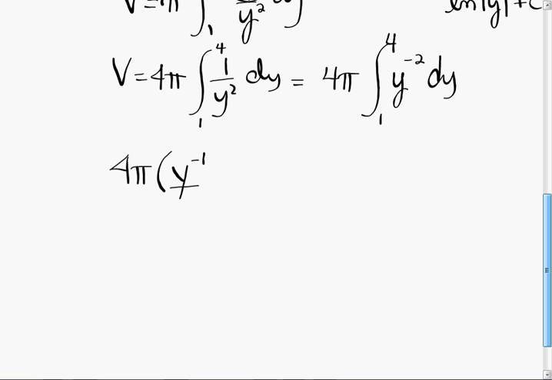Negative 1 over negative 1, evaluated at 1 and 4. Some of you are creating your own notations. They'll be marked wrong on the exam, so don't do that. A lot of things I've never seen. Okay. I want to get my answer point. I don't care if I have it simplified.